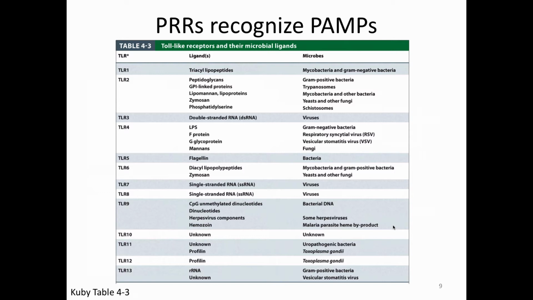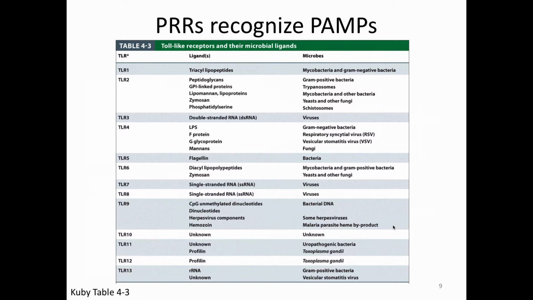The P at the end stands for pattern, so that's good. And the other letters are pathogen, associated, and molecular. So these are unique parts of microbial pathogens that can be recognized by these receptors.